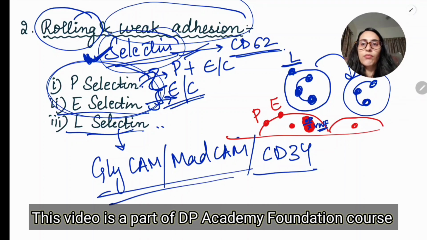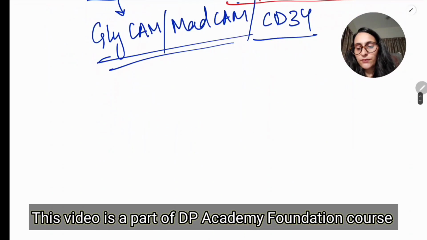This, guys, you need to mug up. Rolling and weak adhesion occurs with the help of a molecule known as selectin. We have three kinds of selectin. First of all, selectin has a CD marker of CD62. We have three kinds of selectin: P-selectin, E-selectin, and L-selectin. P-selectin is on platelets and endothelial cells. E-selectin is on endothelial cells. Both of these bind to Sialyl Lewis X. L-selectin is present on leukocytes. It is the only selectin present on leukocytes. L for L-selectin, L for leukocytes. And it binds to GlyCAM, MAdCAM, and CD34.